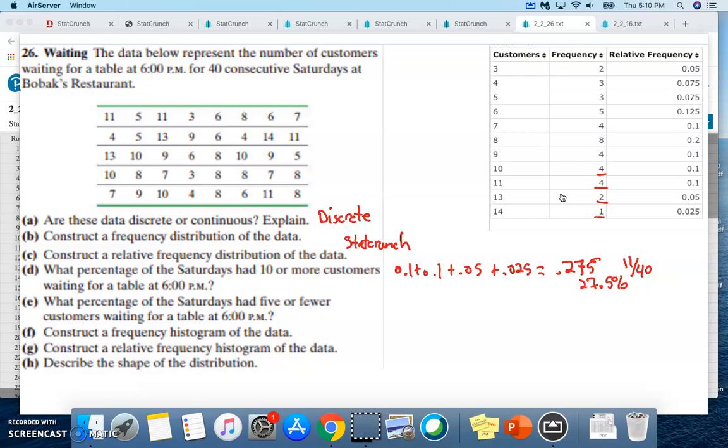Okay, so part E, what percentage of Saturdays had 5 or fewer customers waiting? If we had 5 or fewer, so that's going to be here. So there's 3, 6, 7, 8. So that'd be 8 out of 40, which is 1/5 or 0.2. So 20% of the nights had that many people waiting, 5 or fewer.